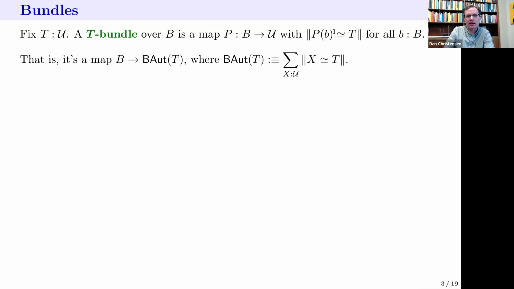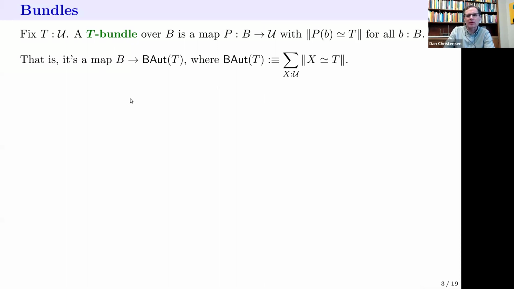And we can bundle up that data as a map from B into B•T, where B•T has as its first component a type. That's the value of this function p. And then the second component is the proof that that type is merely equivalent to T. So this type of pairs B•T is the natural way to describe bundles with a given fiber.